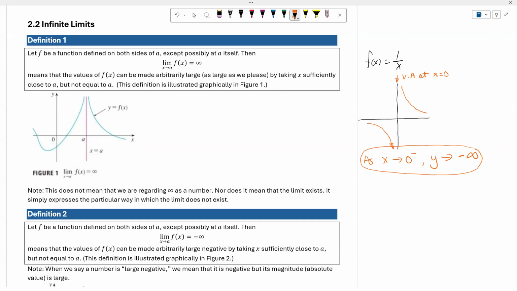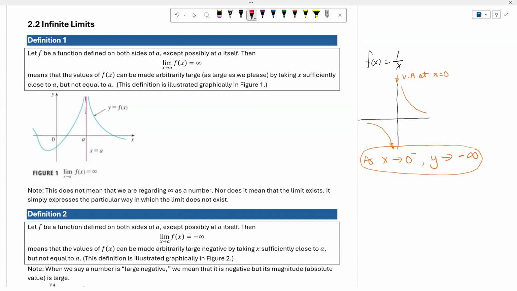Okay. So the definition tells us that we let f be a function defined on both sides of a, except probably at a itself. Then the limit as x approaches a of f of x equal to infinity means that the value of f of x can be made arbitrarily large by taking x sufficiently close to a, but not equal to a. Okay. So then let us look at this example right here.